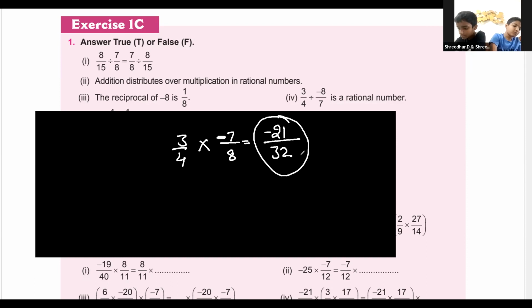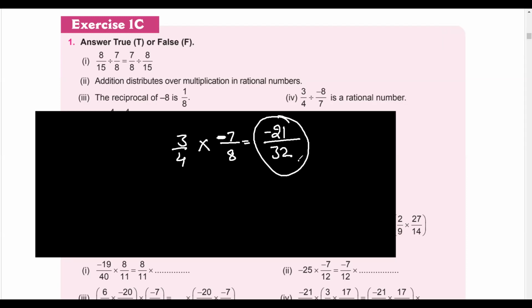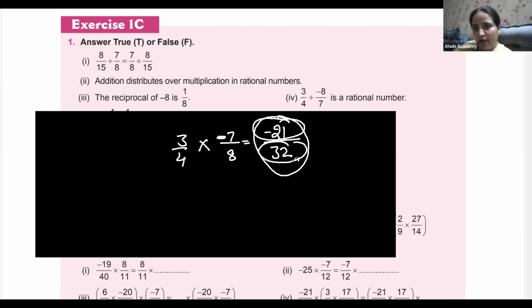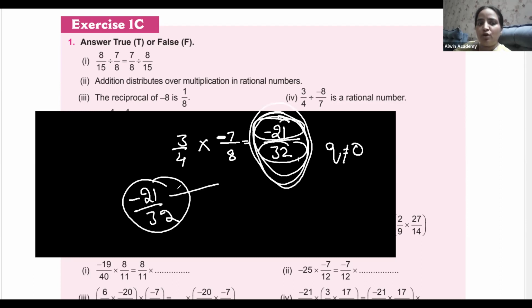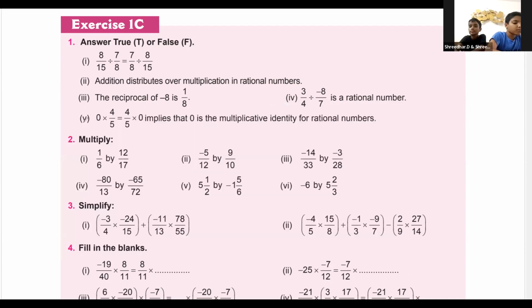Is this a rational number or not? Yes, ma'am. Every number which is in the form of P by Q, something by something, both are integers, be it positive or negative, any type of integer, and Q is not zero. Q is not zero. That is a rational number only. So negative 21 by 32 is a rational number for sure. Yes, ma'am. Clear everyone or not? Yes, ma'am. Okay, let's go for the fifth part.